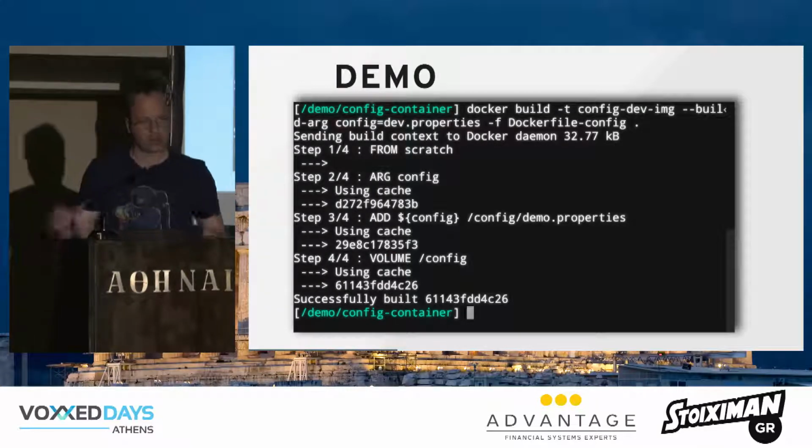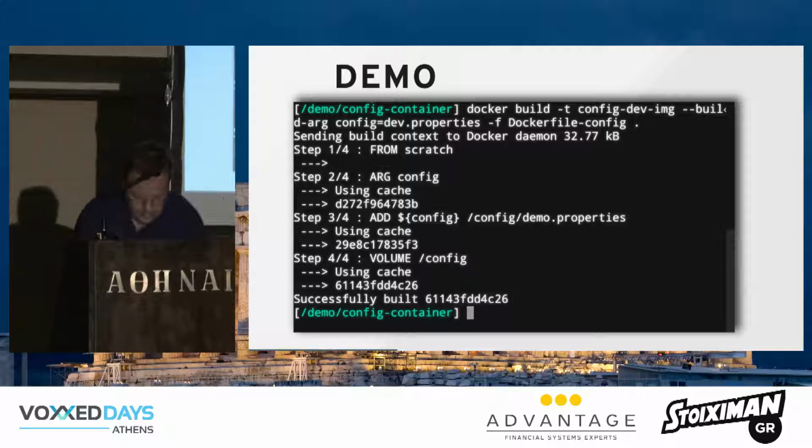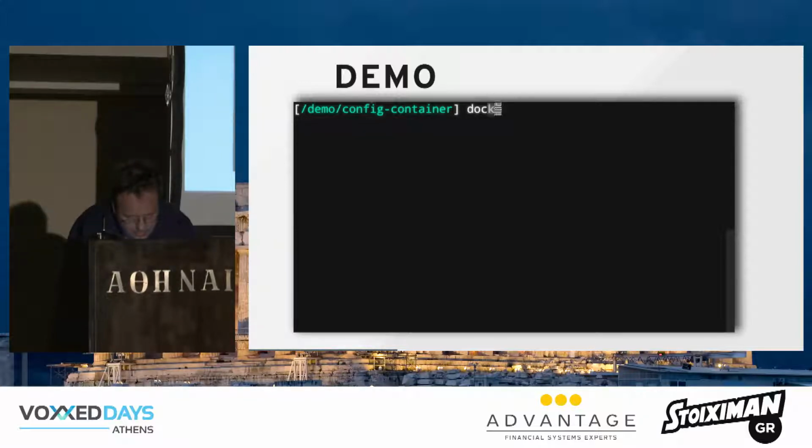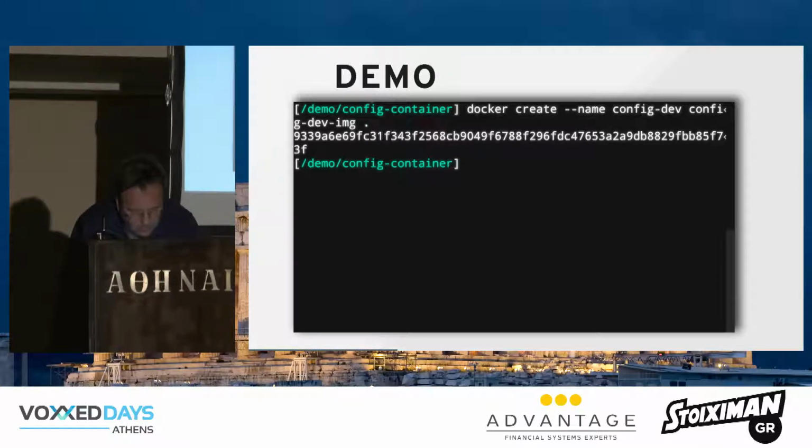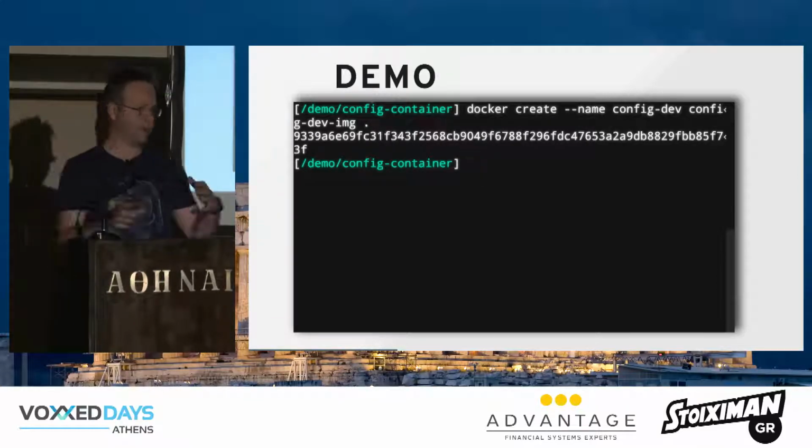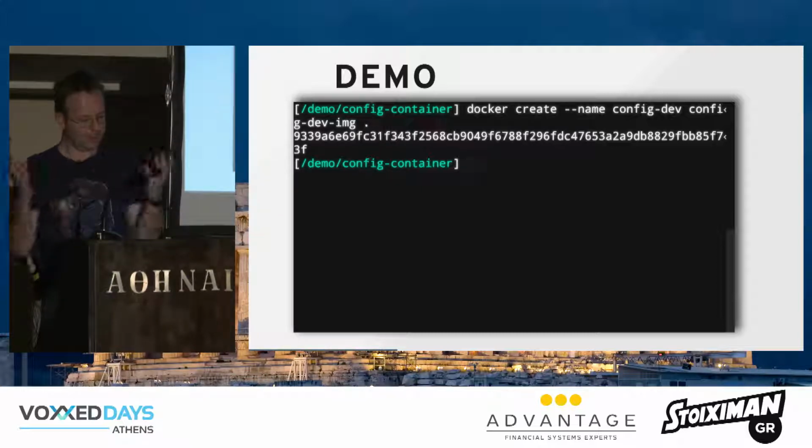Okay, so I have now an image called config dev image, and now I can create a container out of this. With docker create, I have to give it a name. So I call it config dev, and I have to say from which image I want it. Config dev image. So I have now created a container. This container is not running, so it's simply a dead container. There's no process in it. It's simply just a container.